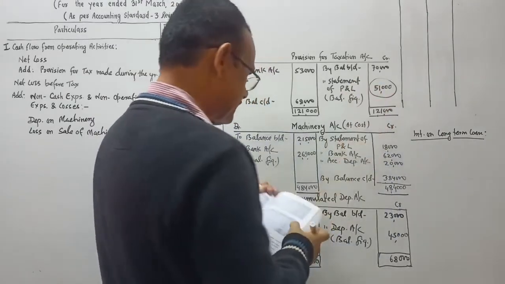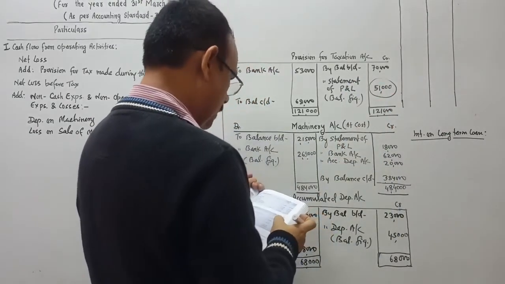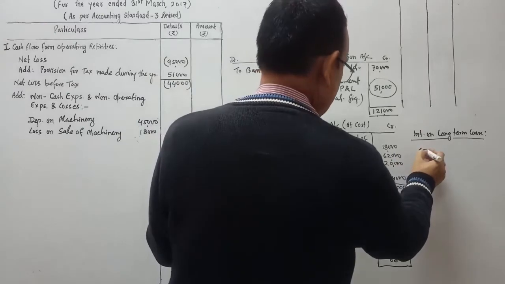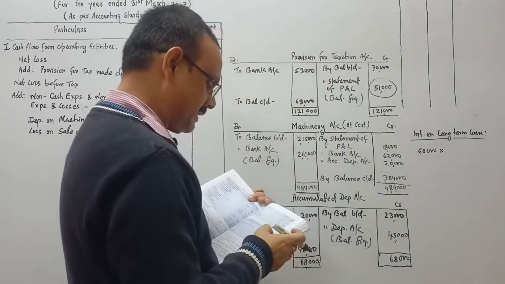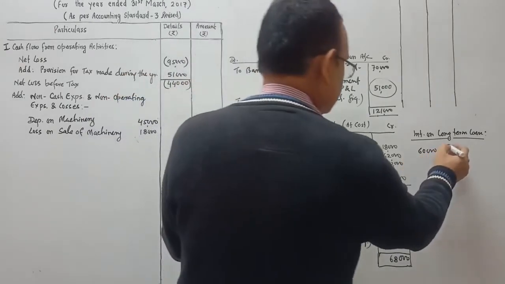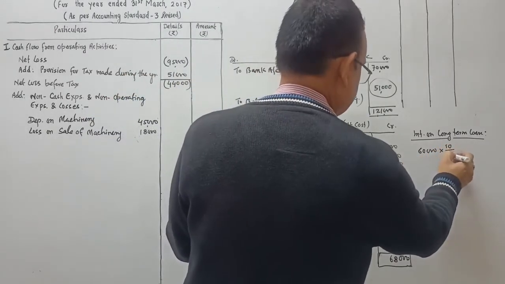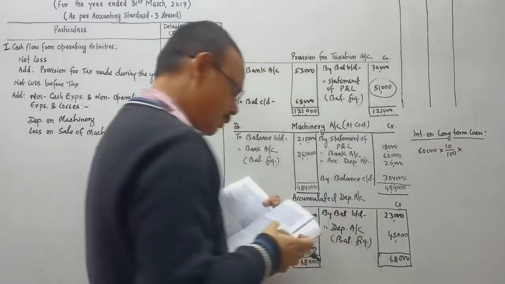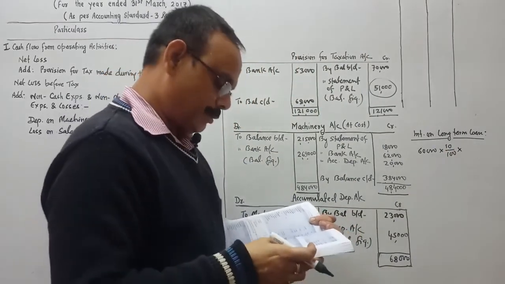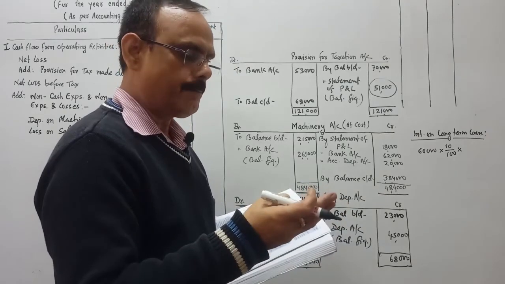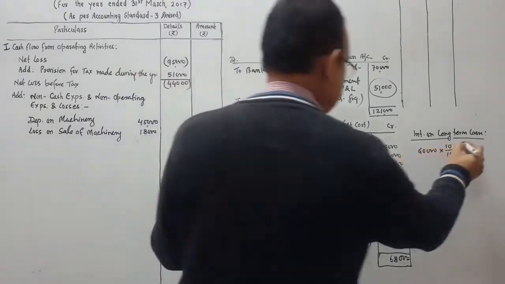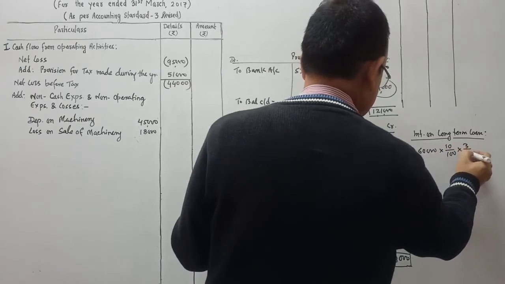On 31st March 2016, the loan amount was 60,000, and the rate of interest on this loan is 10%. And this loan of 60,000 runs up to June. So April, May and June, we will calculate the interest for 3 months.